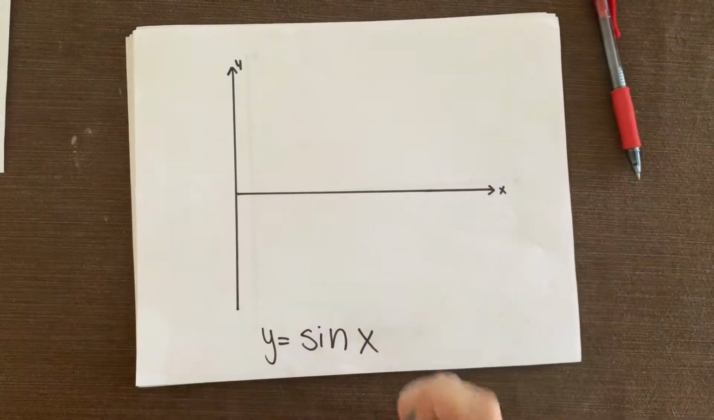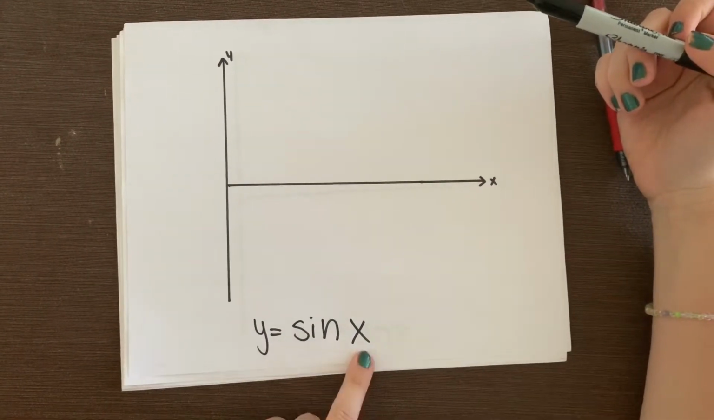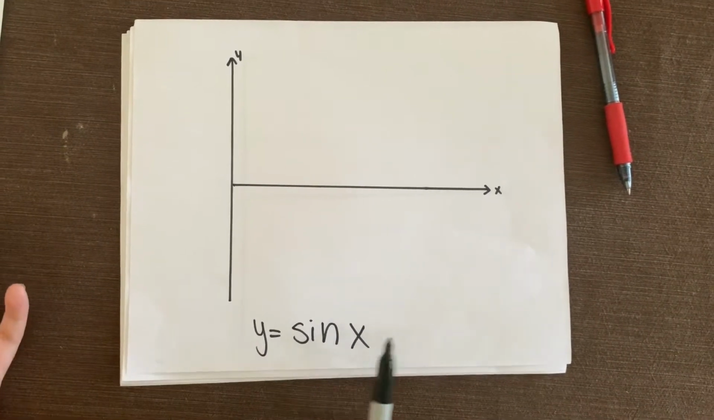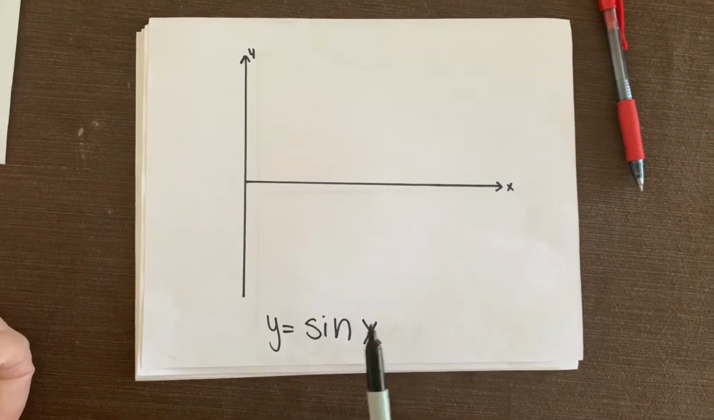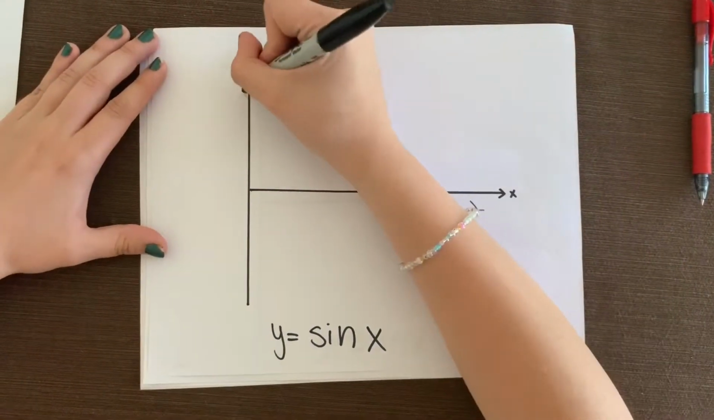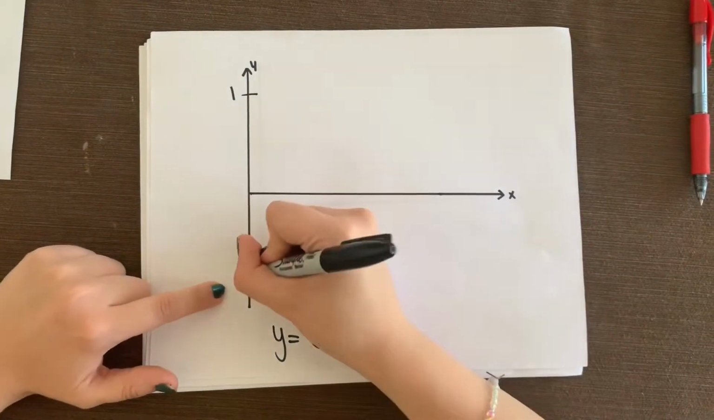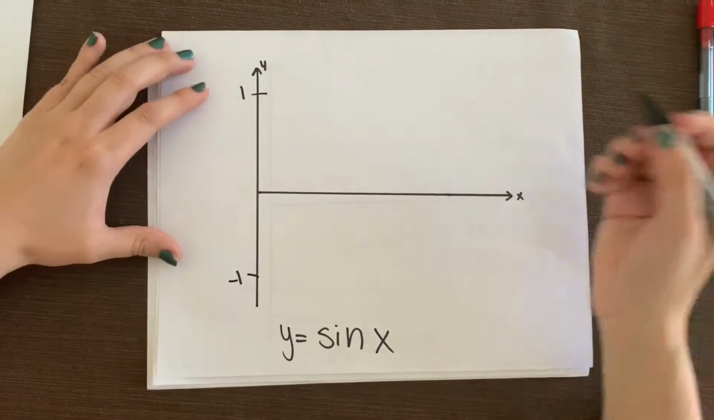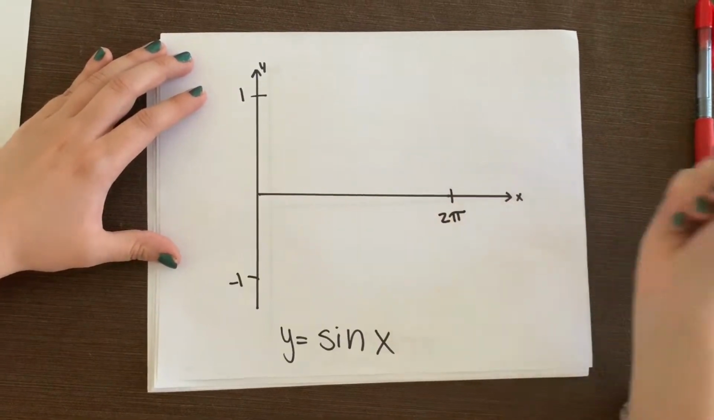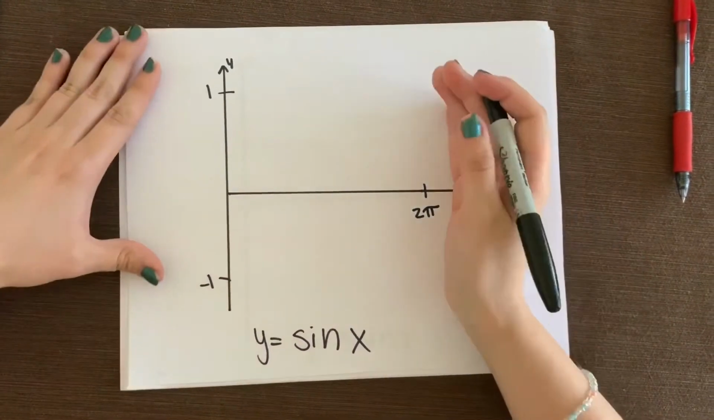Okay, so right now I'm going to show you the parent graph, which is y equals sine x. As you can see, there are no variables, so that's a given that everything is going to be 1. So a will be equal to 1, b will be equal to 1, and c will be equal to 1. So this means that the amplitude is going to be 1. So on the y-axis, we're going to write 1 in the top and negative 1 in the bottom. So then, since the given period is 2 pi, we're going to write here 2 pi, and that's where we're going to end the graph.